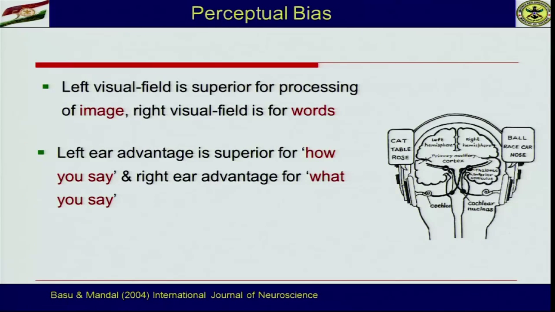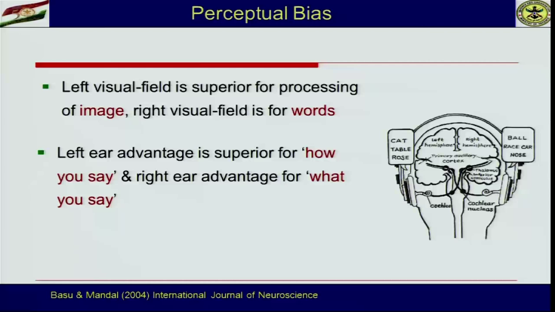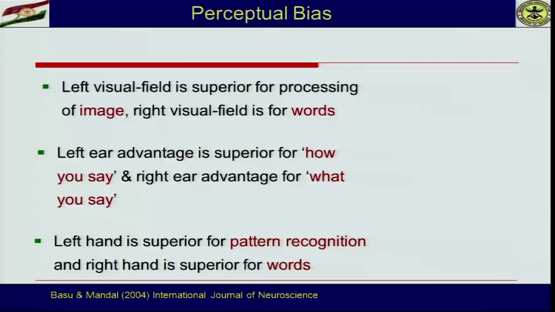The left ear advantage is always superior for understanding how you say, whereas the right ear advantage is always found for what you say. So, the content is better understood through the right ear, and the context is better understood through the left ear. The left ear has a contralateral connectivity with the right side of the brain, which gives better visuospatial and contextual information. Whereas the right ear advantage is for understanding the content, which is the lexical processing, better done by the left side of the brain, which is contralaterally connected with the right ear.